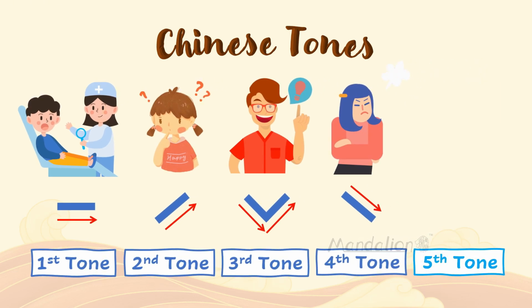There is actually a fifth tone in Mandarin Chinese. This tone is known as the neutral tone. The neutral tone does not have a tone mark because it is also known as a toneless tone. Words in the neutral tone should be pronounced quickly and lightly without any stress.